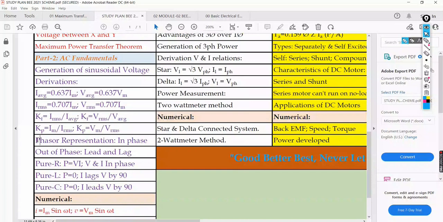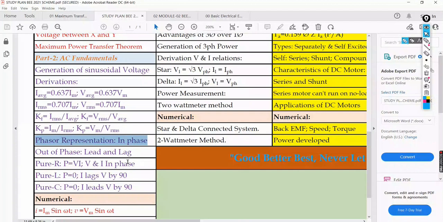Then phasor representation. The phasor representations can be done with respect to in phase quantities and out of phase quantities. If the minimum values and the maximum values occur at the same instant for two different quantities, might be voltage, might be current, then it is said to be in phase. If the quantity has a minimum value when the other has its maximum, then it is said to be out of phase. It might be in the form of lead, it might be in the form of lag.